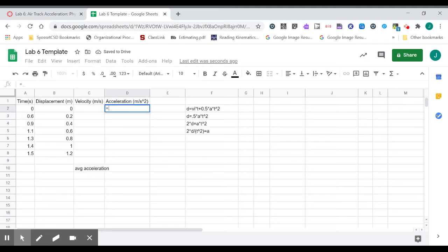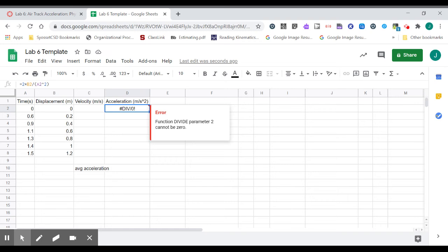So I'm going to write equals 2 times d. Pick your d value here. There it is. Divided by, parentheses, t squared, close parentheses. Now, when you hit enter, there's going to be a problem. Look at what we're doing. We are dividing by the time squared. Look at that time. That's a problem, right? If we divide by 0, we're actually going to get that this is undefined. But it's only undefined at that first data point.